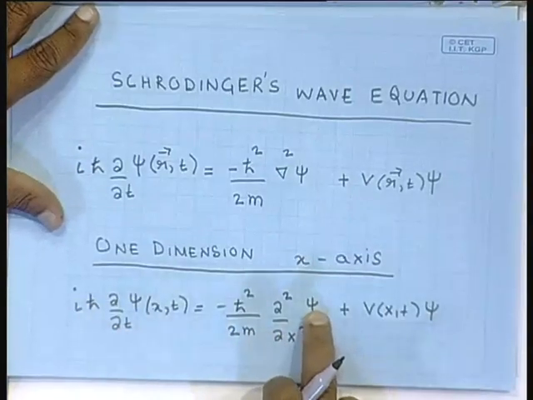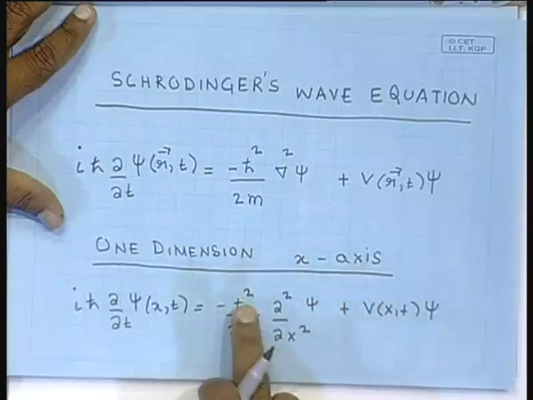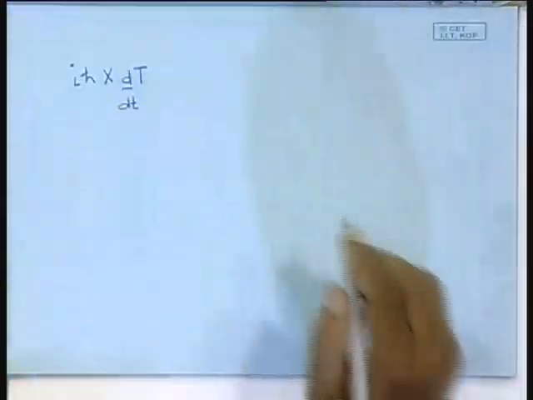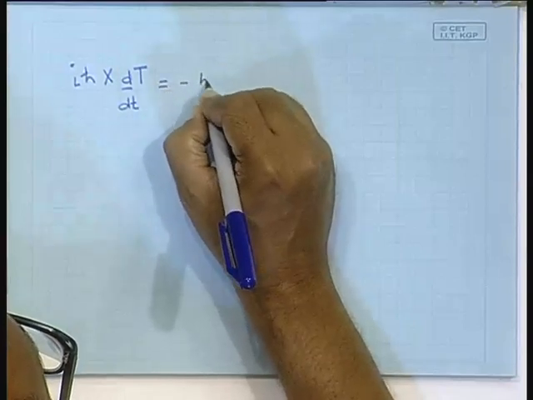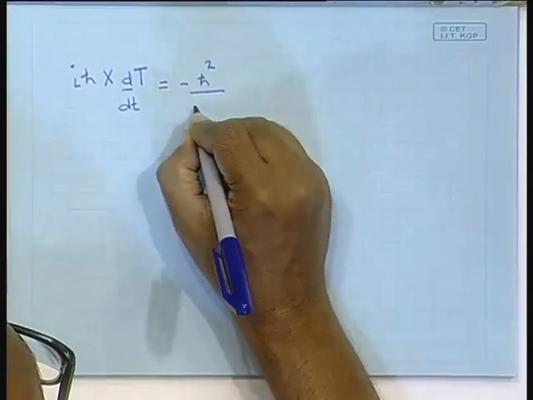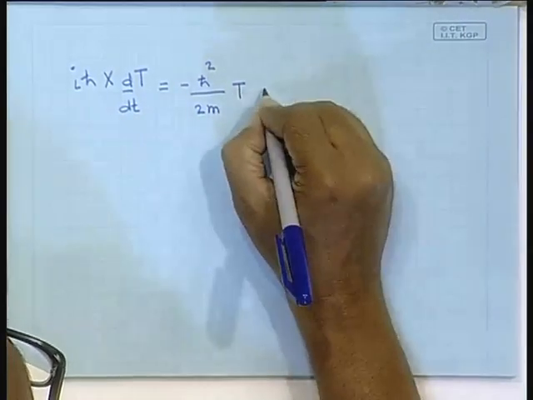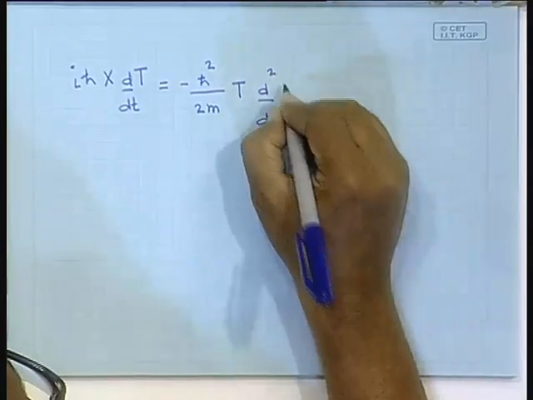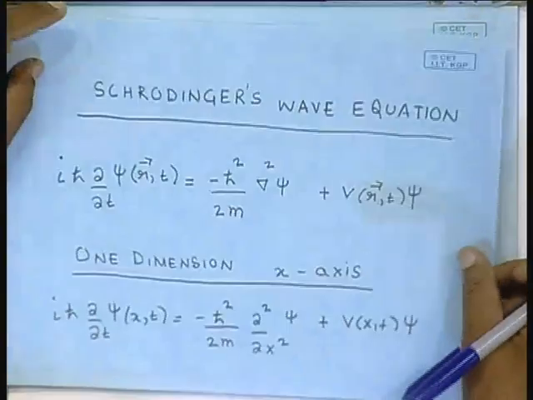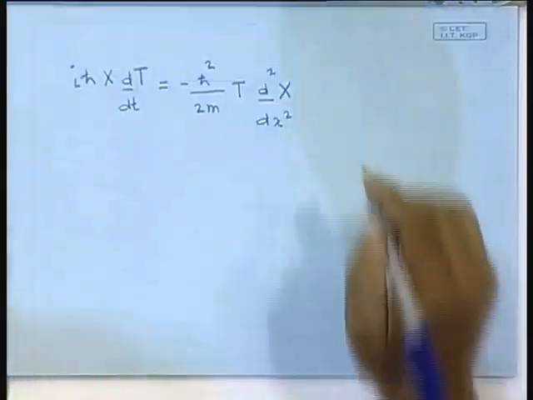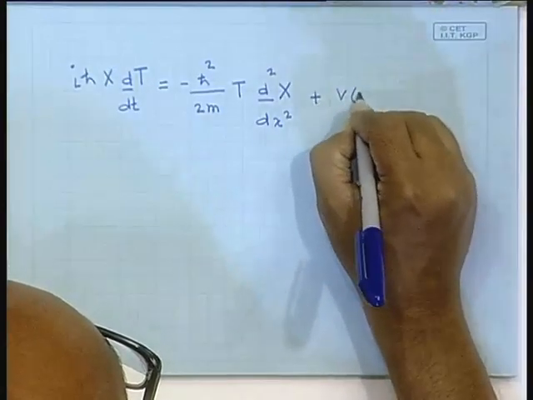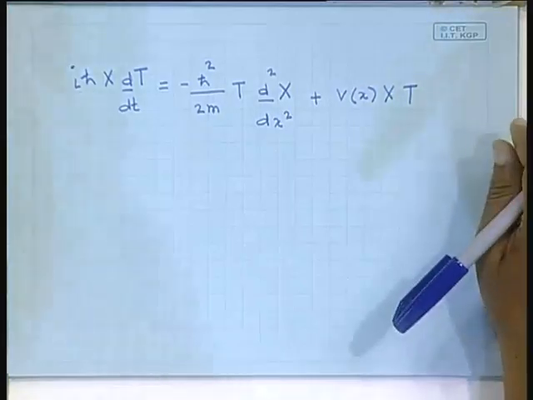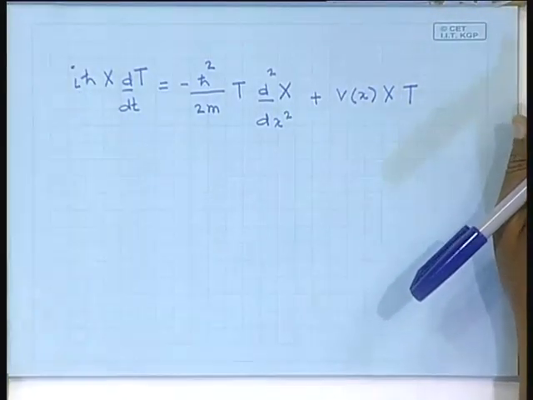Again, I replace this psi as a product of capital X and capital T. Capital T will now go outside because this is a derivative with respect to x, and what this gives me is this is equal to minus h cross square by 2m, capital T now comes out, d square dx square of capital X. And I will do the same replacement here, there is going to be no change, V, which is just a function of x now, into capital X into capital T. So, this is the Schrodinger equation with the separation of variables put in.